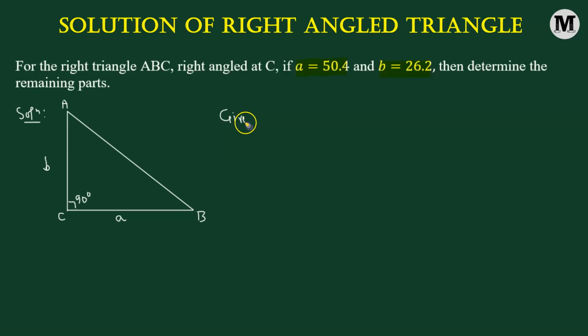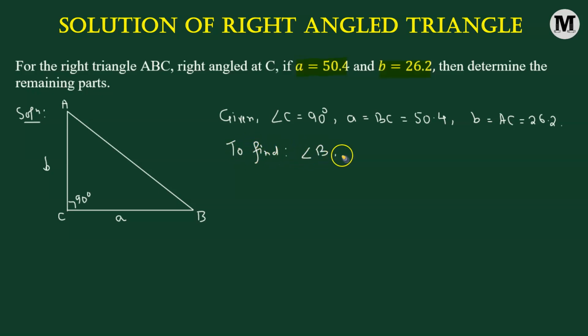Given that angle C equals 90 degrees. Here we have a. So a is going to be the side BC of the triangle, given as 50.4 units. b is equivalent to the side AC of the triangle, and this measure is 26.2 units. Our goal will be to find the remaining parts. That means we need to find the angle measure of B, the angle measure of A, and also the third side, the remaining side AB. We need to find all of these measures.